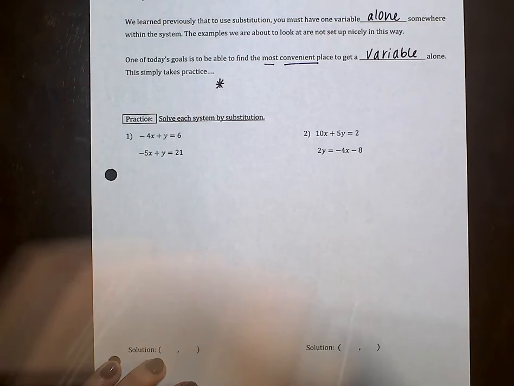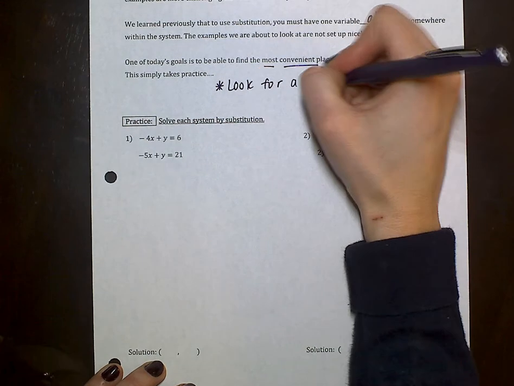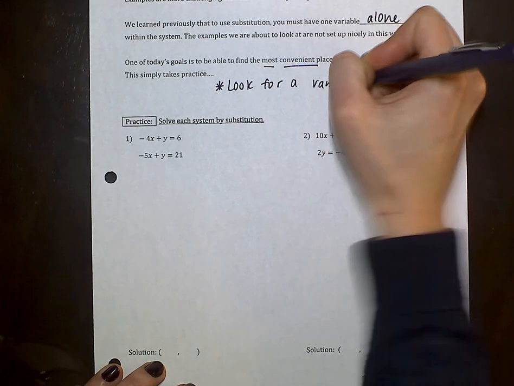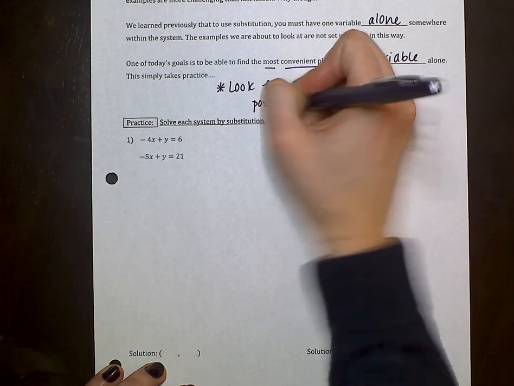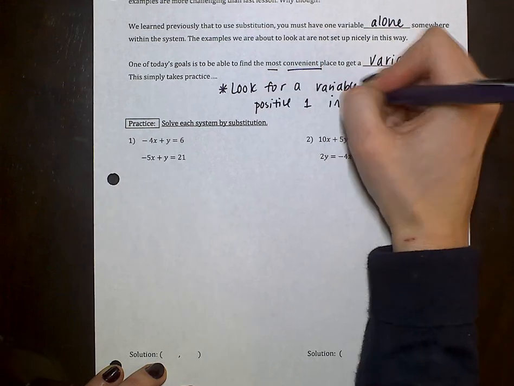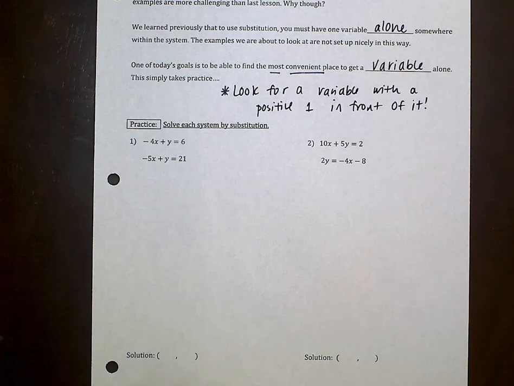You want to look for a variable with a positive 1 in front of it. 8 times out of 10, I'll say, that is going to be the easiest place to get a variable by itself.